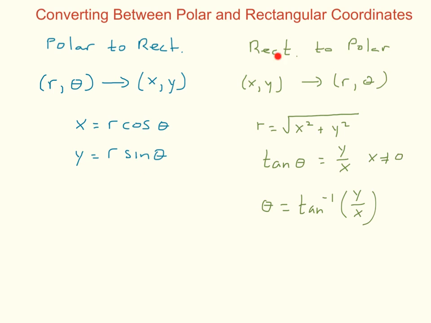When I'm going from rectangular to polar, that means I have x, y, and I want to go to r, theta. I know r equals the square root of x squared plus y squared, or I could say r squared equals x squared plus y squared. And I know the tangent of theta is going to be y over x. That's something we've been using since we first started working with the trig back in chapter 4. And from that, because tangent of theta is y over x, I know theta is going to be the inverse tangent of y over x. And this is all provided, again, that x does not equal 0.